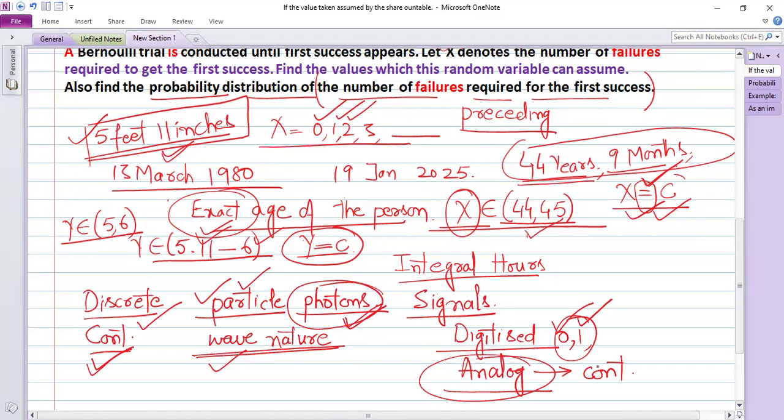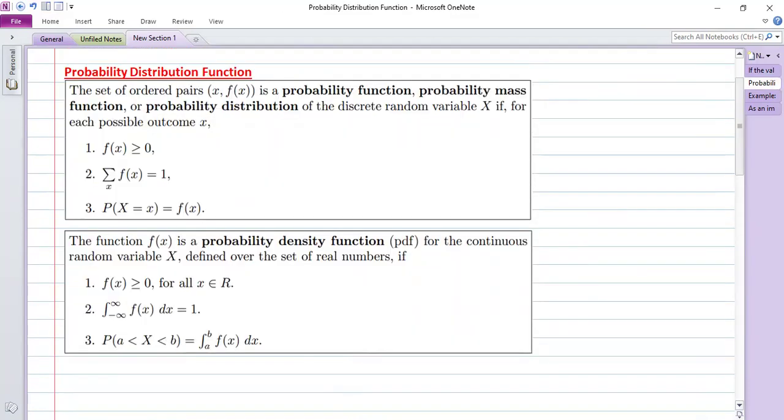Just like almost every other measurable physical quantity in this universe, even the random variable has two types of nature or behavior. One is discrete and the other is continuous. Basically, we were discussing the probability distribution function in the first two lectures, and even in the previous questions, if you have observed, the probability distribution function of certain things.